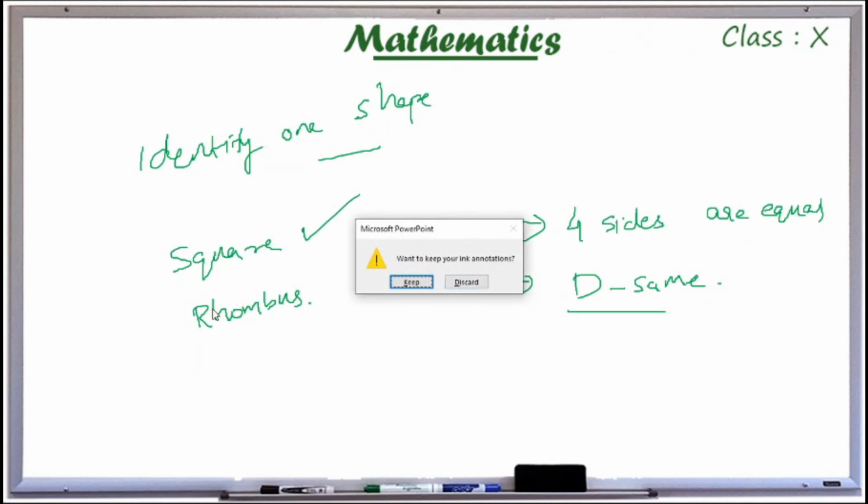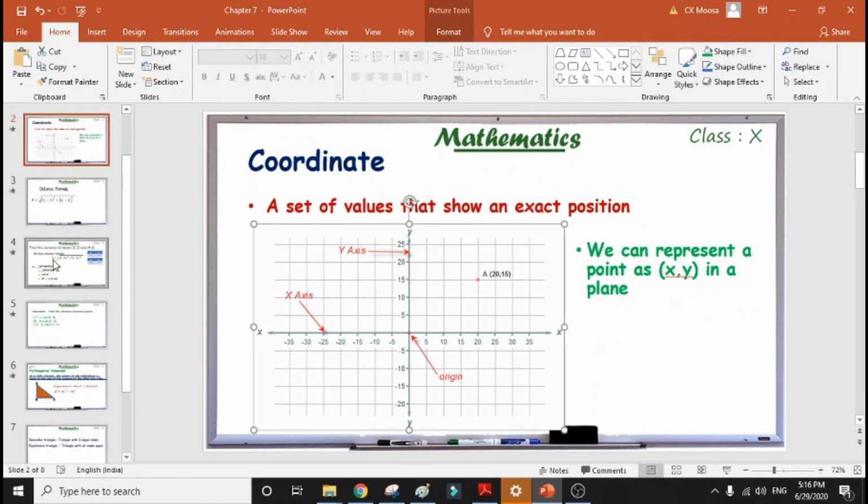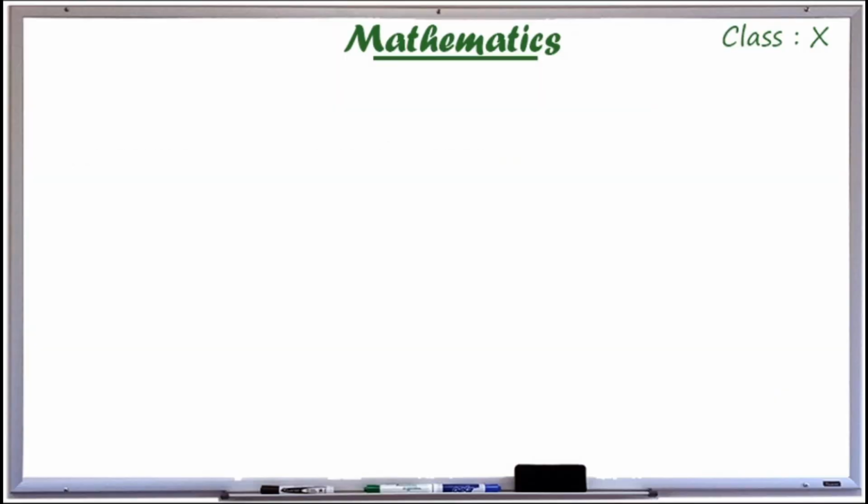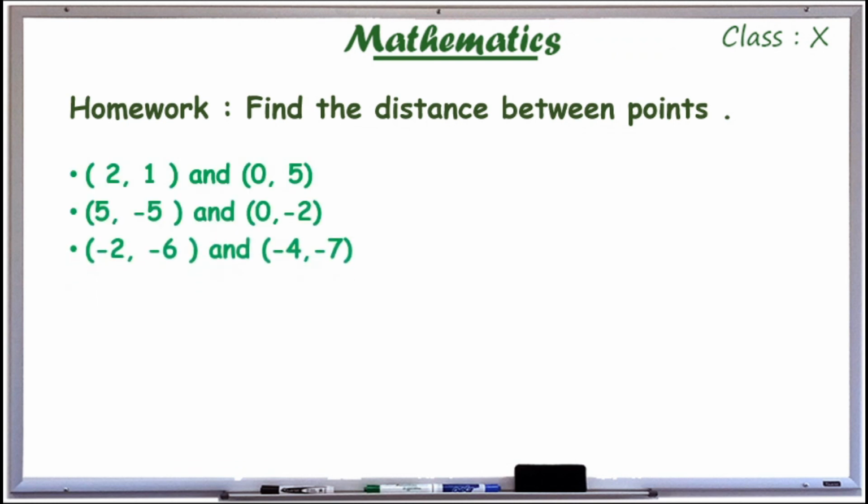So all of you do your homework. Mark this point and find the distance between 2 points. You have to mark this point first in a plane and find the distance between these 2 points.